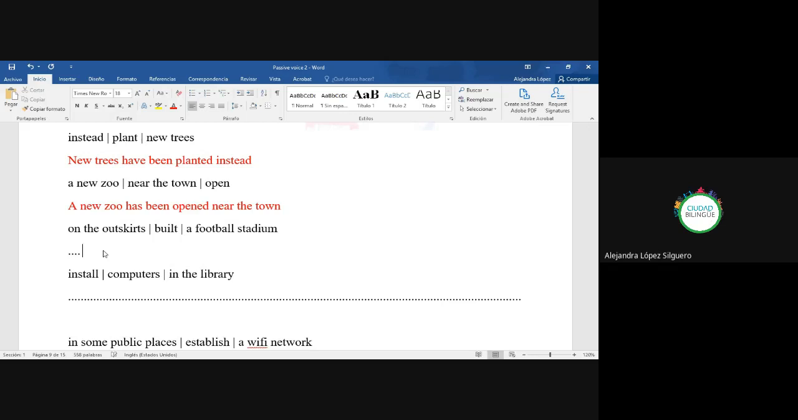This one. On the outskirts, build a football stadium. Outskirts mean like las afueras, ¿sí? Las afueras de la ciudad, las afueras de algún pueblo, en las afueras. Build a football stadium. A football stadium has been built on the outskirts. Excellent. Outskirts. Muy bien. A football stadium. ¿Cierto? Un estadio de fútbol ha sido construido en las afueras. Excellent. Next one, we have installed computers in the library.